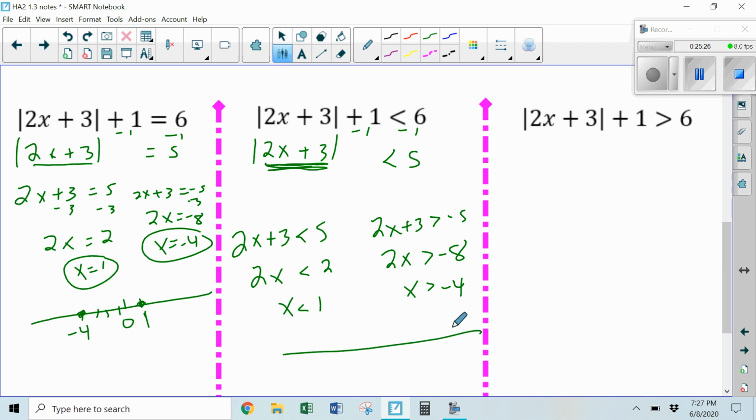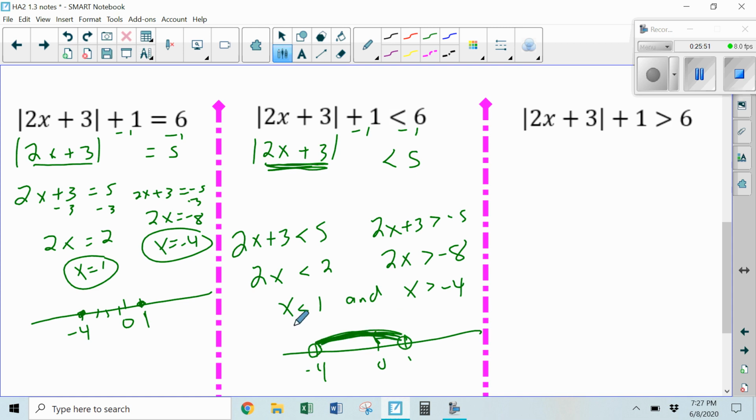Notice my answers come out a lot alike. Here it was equals 1. Here, instead of equals 1, it's x is less than 1. So less than 1. And I'm at -4, and I want x is greater than -4. So this is my answer.